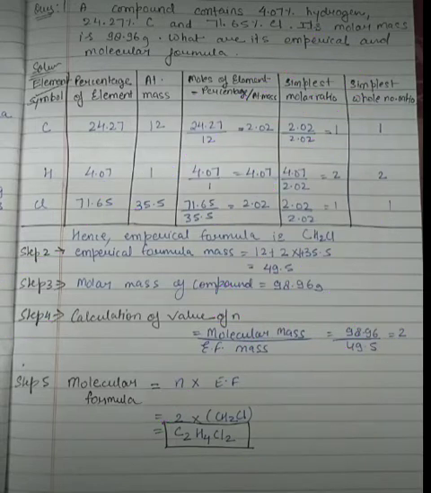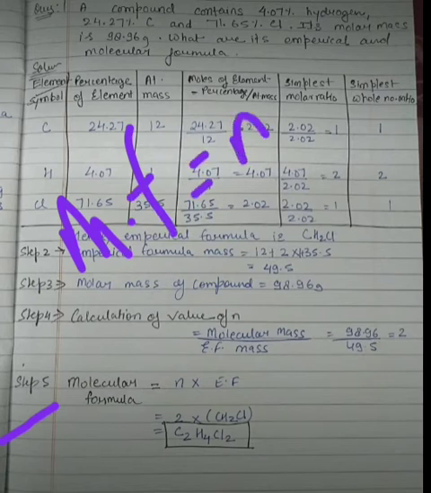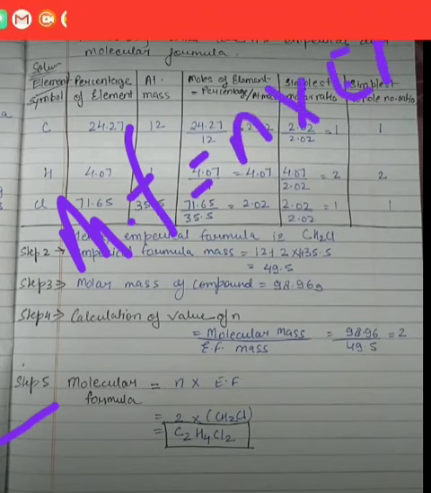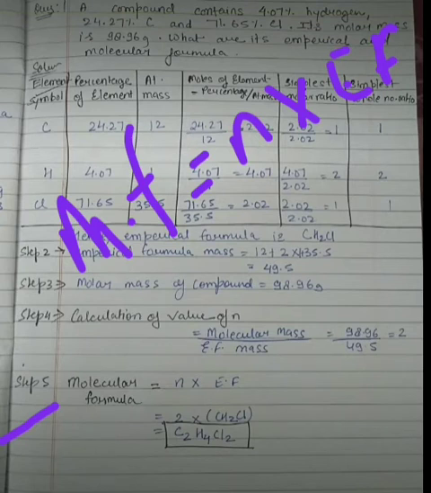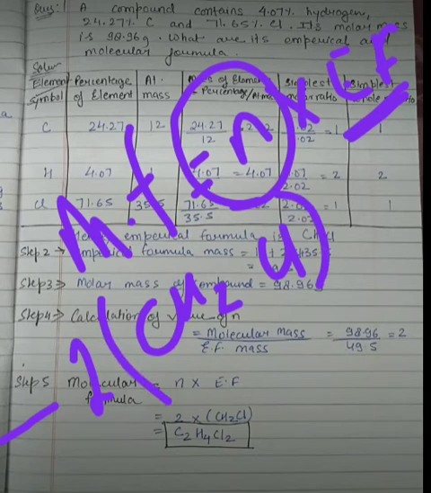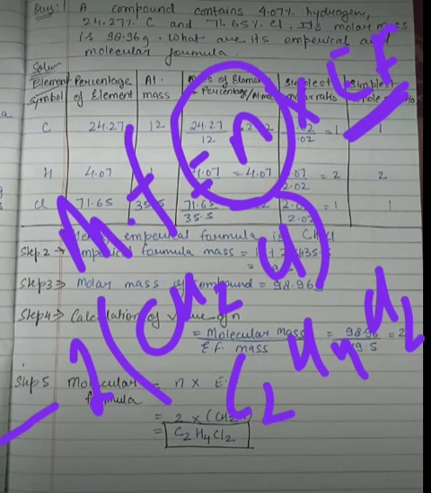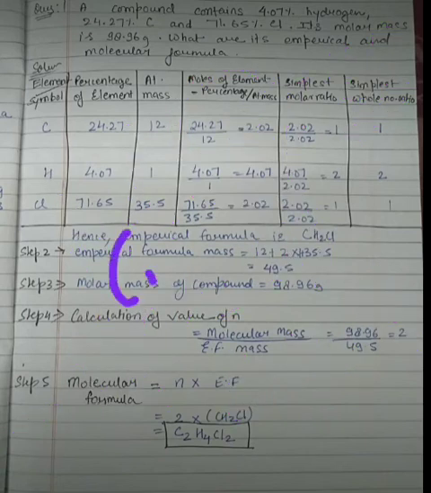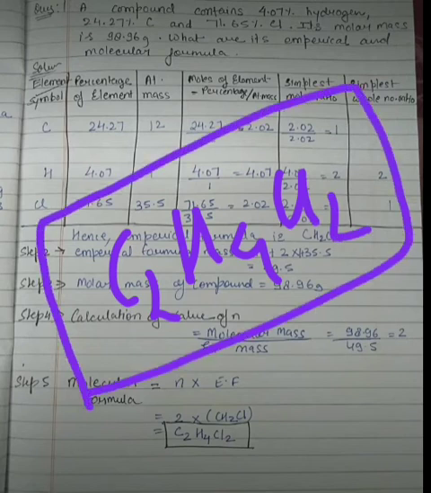As we know the formula to calculate the molecular formula, the molecular formula is equal to n into the empirical formula. So as n is 2, we have to multiply the empirical formula by 2. As the empirical formula is CH2Cl, multiplying by 2 it will become C2H4Cl2. So the formula will be C2H4Cl2, and in this manner you have to calculate this.